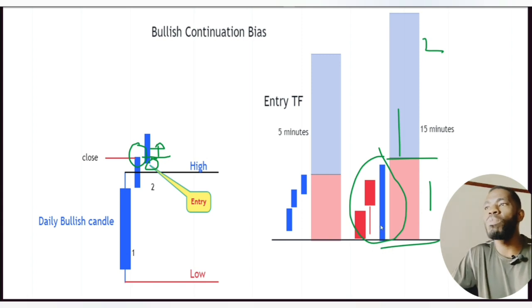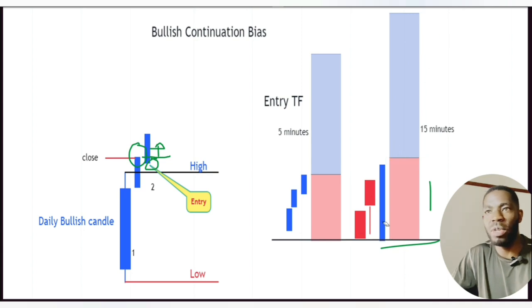This is more effective if you use it with other confluences like support and resistance, trend lines, and all that kind of stuff. This is not a standalone strategy. You can trade it alone, but it's more effective with other confluences like trend lines, support, and resistance. So this is how it would be in the bullish continuation bias.